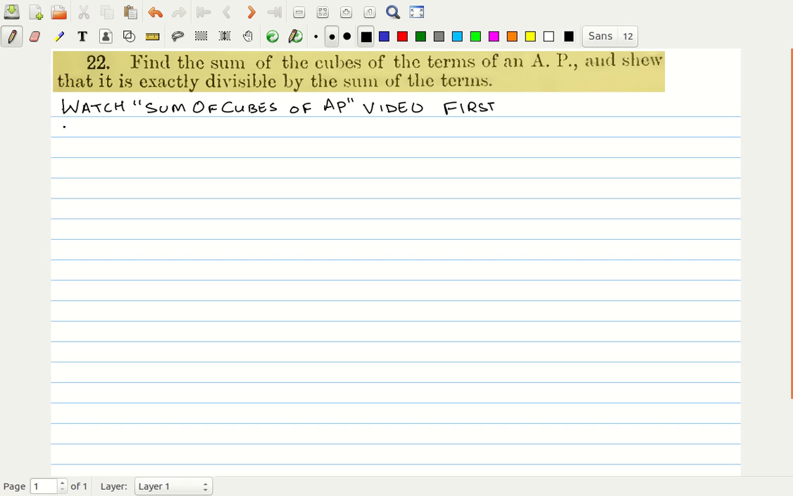Now in that video where we found the sum of the cubes of an AP, we found that S3, which is the sum of the cubes of an AP, is actually n by 4 times 4a cube plus 6a square d times n minus 1 plus 2a d square n minus 1 times 2n minus 1 plus d cube times n minus 1 square, right? This was the sum of the cubes of an AP.